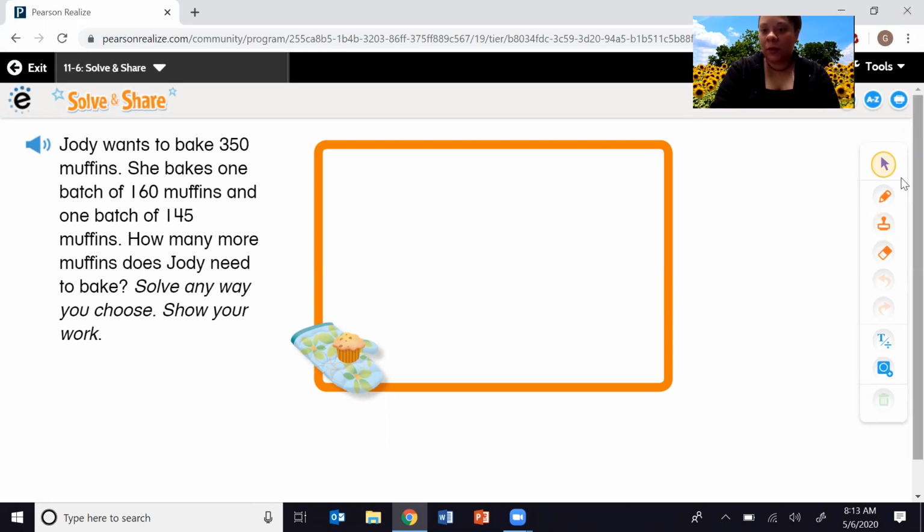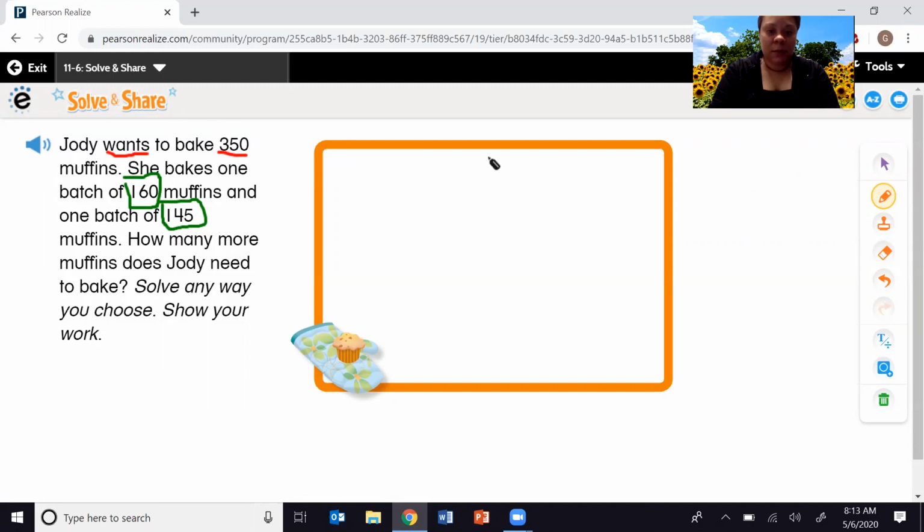Okay, so the first thing I'm going to do is underline important parts. She wants 350, right? So I think that's obviously the whole. She bakes one batch of 160 muffins and one batch of 145 muffins. How many more muffins does she need to bake? So how many more does she need to get to 350, which is her whole?